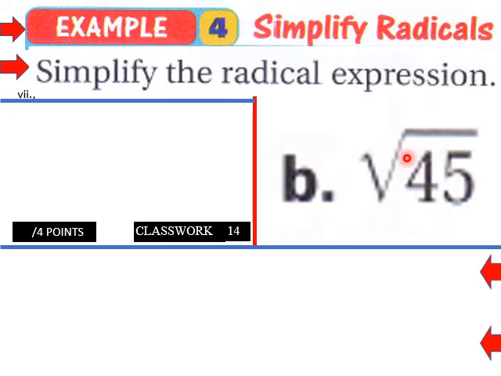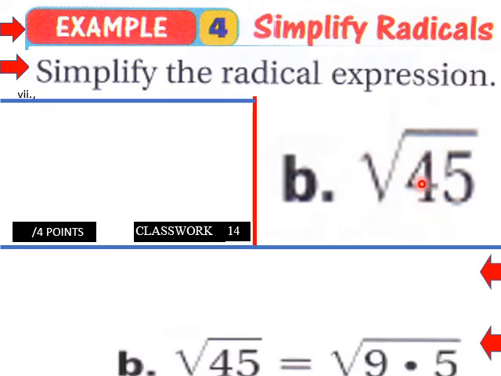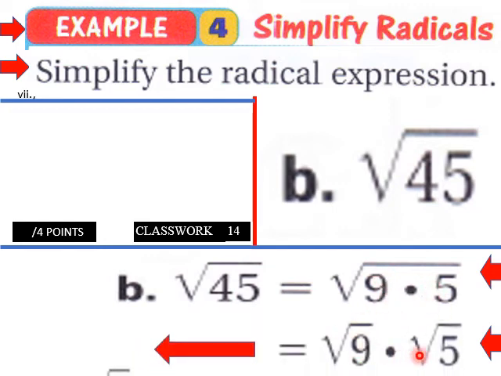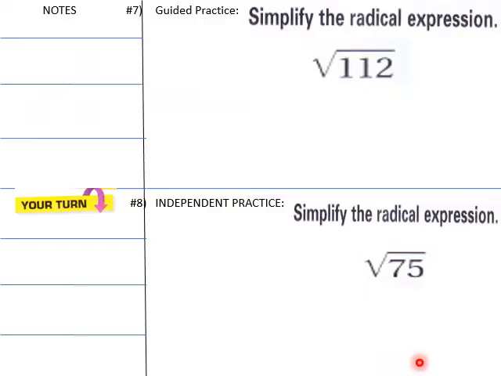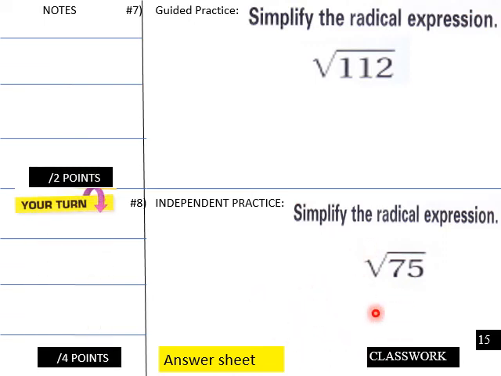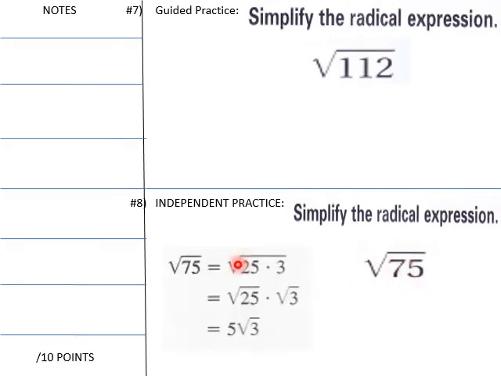And then b, same thing here. What is a factor of 45 that's a perfect square? It'd be radical 9 times radical 5. Radical 9 times radical 5 equals 3 times square root of 5. Yes? Okay, let's do the same thing up here. Simplify the radical expression. So let's pull out a perfect square from 75. That'd be 25, yes. A radical of 25 times radical 3, that'd be 5 times square root of 3.